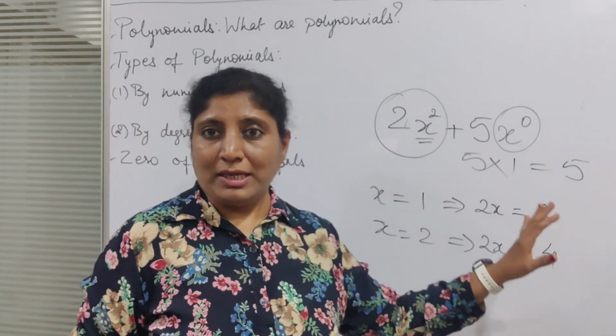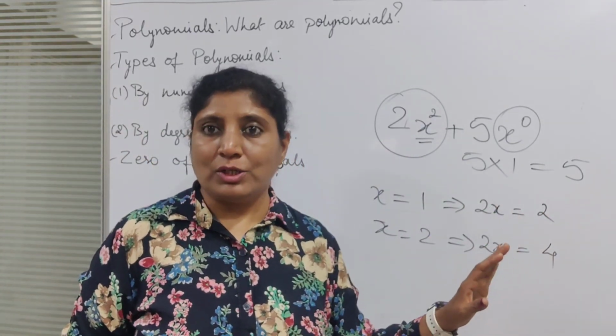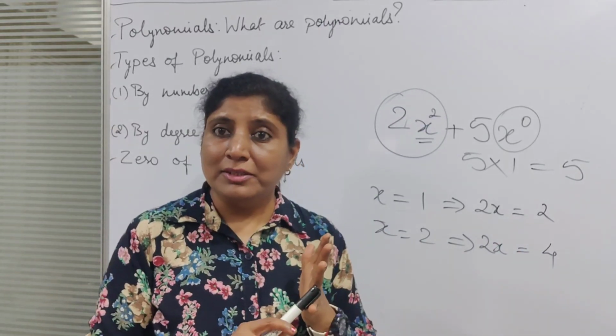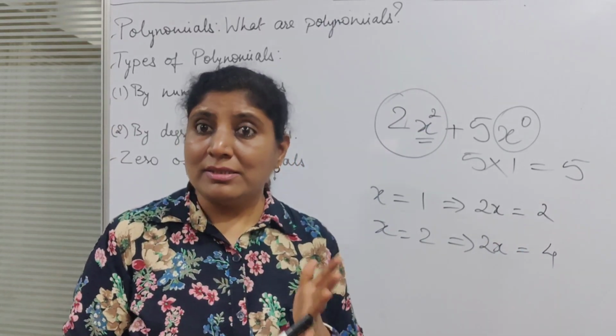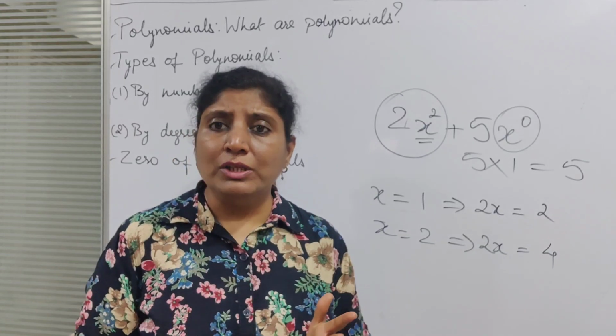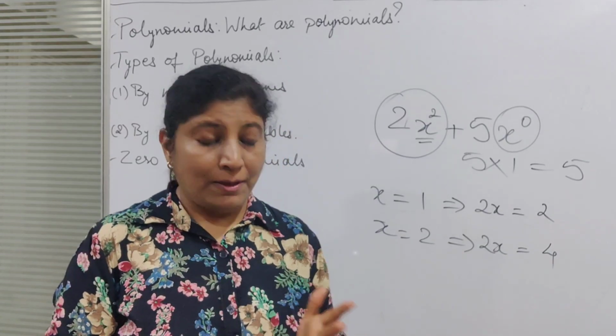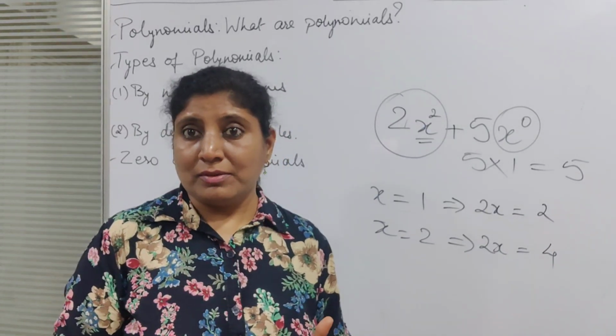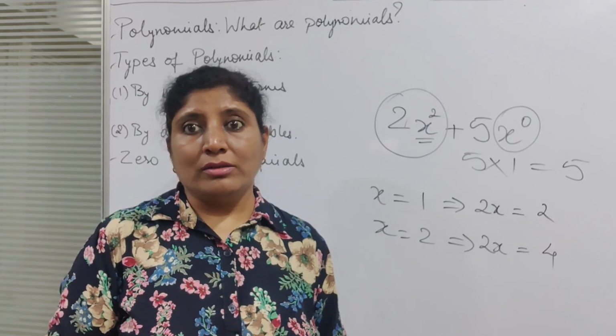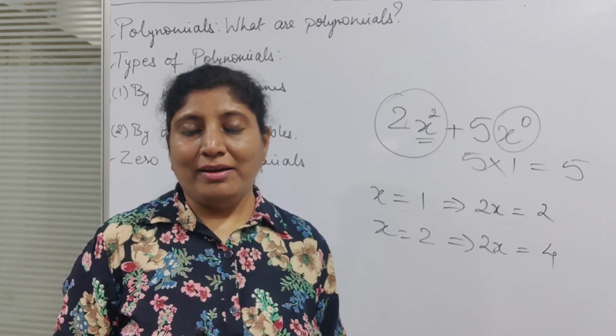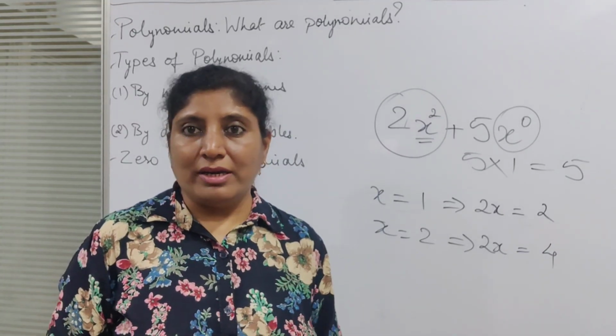So this is an algebraic expression, and such an algebraic expression having coefficient, variables along with some exponential powers and constant terms. This is called polynomial. Yeah? This is very simple, very easy.